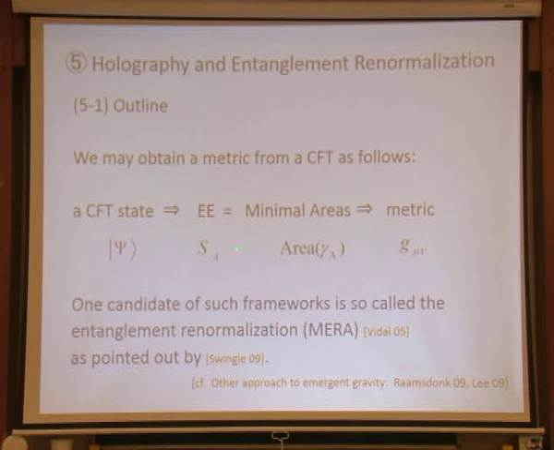So basically the idea is like this. We take some conformal field theory state and we can compute entanglement entropy, which is the area of a minimal surface, and we can reproduce a metric. Roughly speaking, if we know all areas, we can reproduce a metric. So we can connect a metric and a CFT state. And we want to do this in some framework. One nice framework is called entanglement renormalization, or MERA.